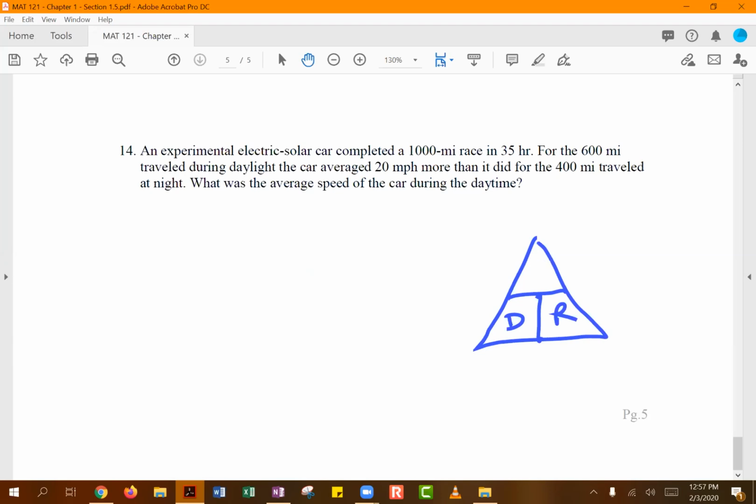Okay. Think about this problem. See how you're going to set it up. This is definitely the idea of D equals RT, right? What I call the Dort formula. And see how you need to set this up. We'll start with 14. This is the last example in this section. And then, of course, we'll be moving on to 1.6.